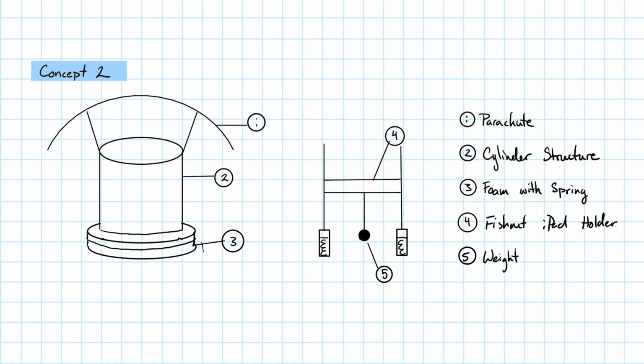The second concept was a cylinder with rubber bands going across its diameter and a parachute that connects to the top. The sponge and springs would also be at the bottom of the cylinder concept as well. The sponge and springs would now work with the rubber bands to slow the rate of acceleration change, while the parachute would work the same as in the first concept and slow the fall.